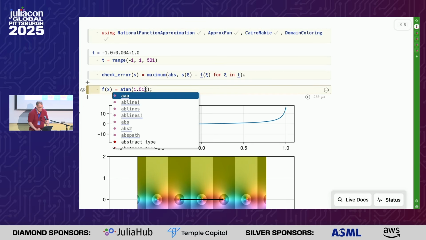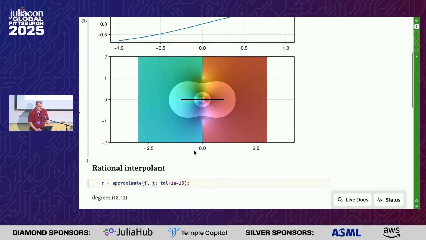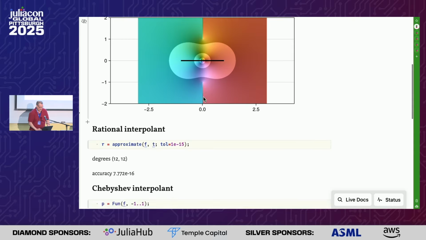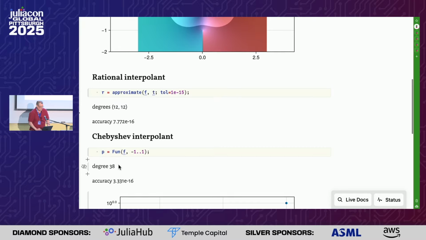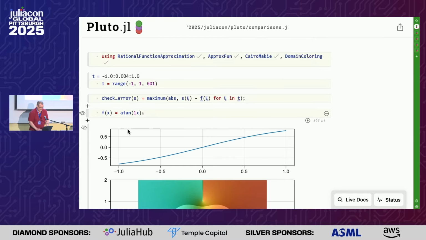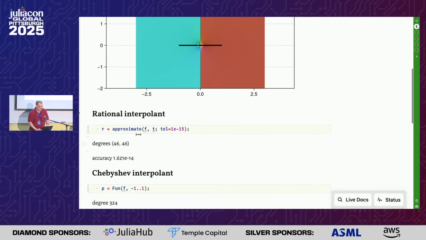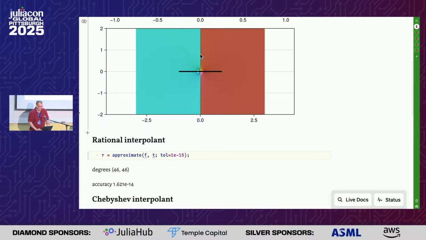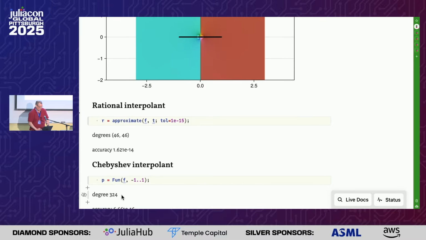Looking at the arctangent function. Now the singularities are on the imaginary axis. Degree 12, 12 versus degree 38. So 12 and 38. If I then move them 10 times closer, now these are more genuine, more serious singularities, so more work is needed. So I went from 12 to 46, but the degree went up by a factor of almost 10 to 324.